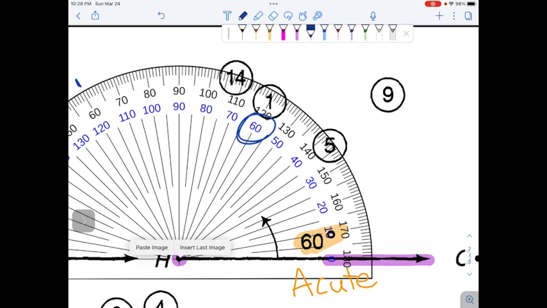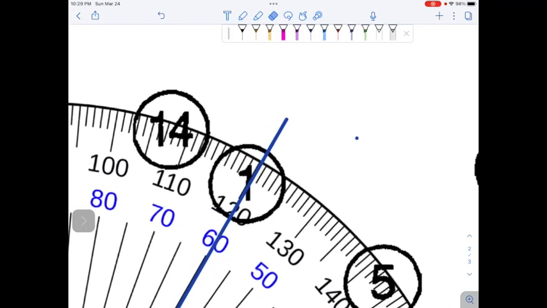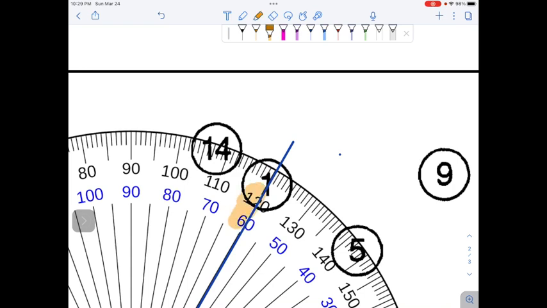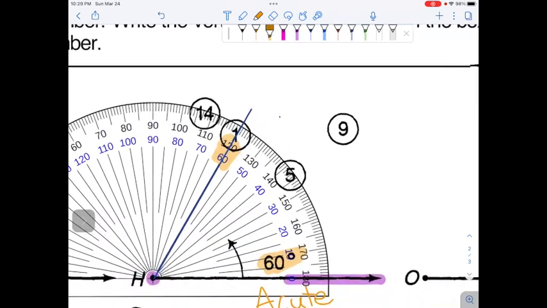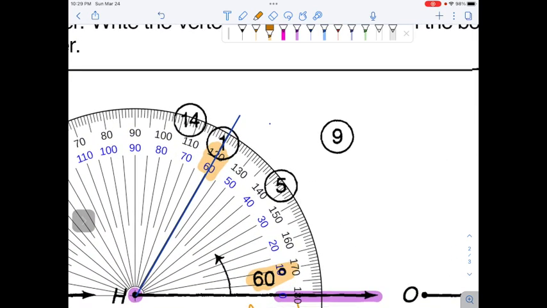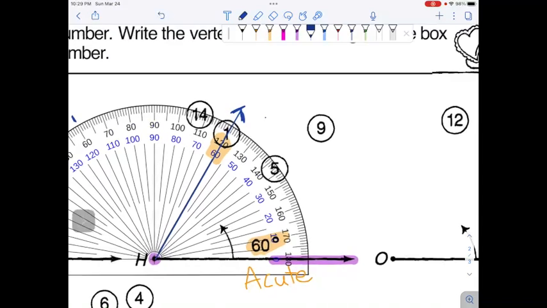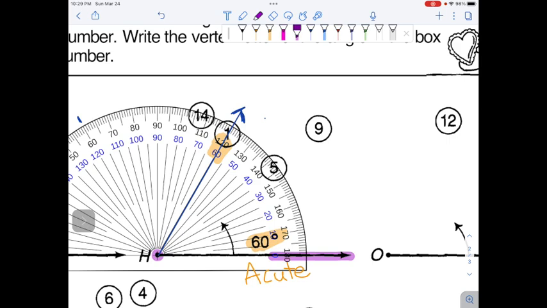So now I'm going to start at my H and follow up all the way through the 60. It's a little bit trickier, right? But I want you to see that the 60 and the 120 match, because 60 plus 120 equals 180, right? So they match, and you have to be thinking what logically makes more sense. It makes a lot more sense to use this 60, because when we do, then we have this smaller angle, this acute angle, this angle that is less than 90 degrees.